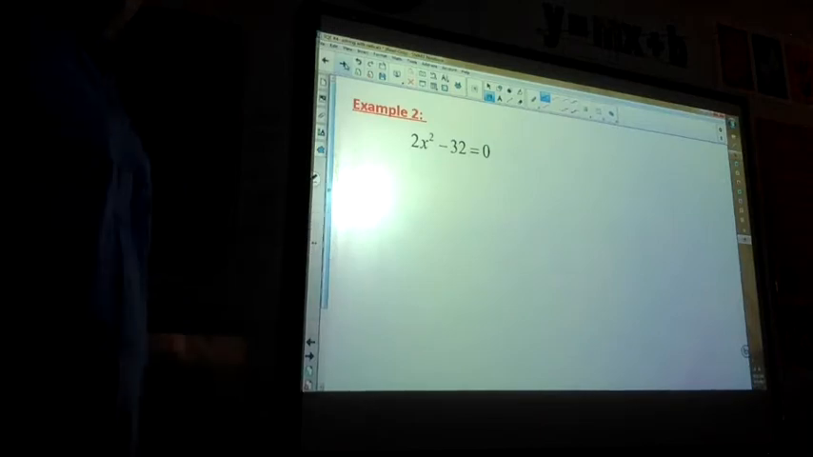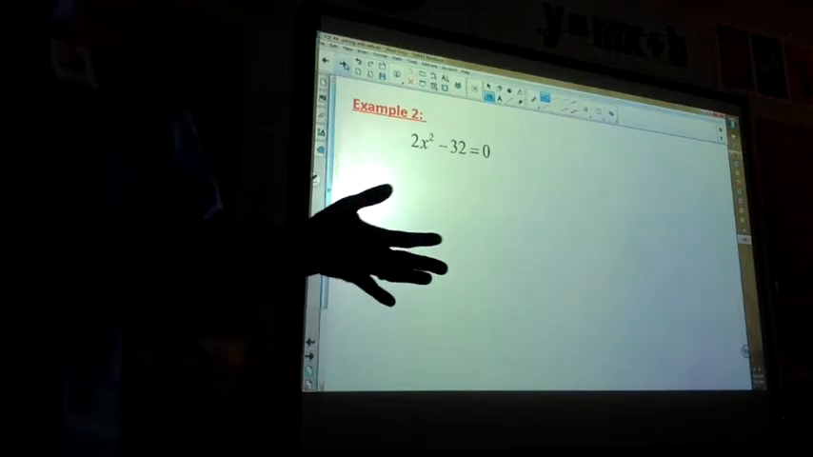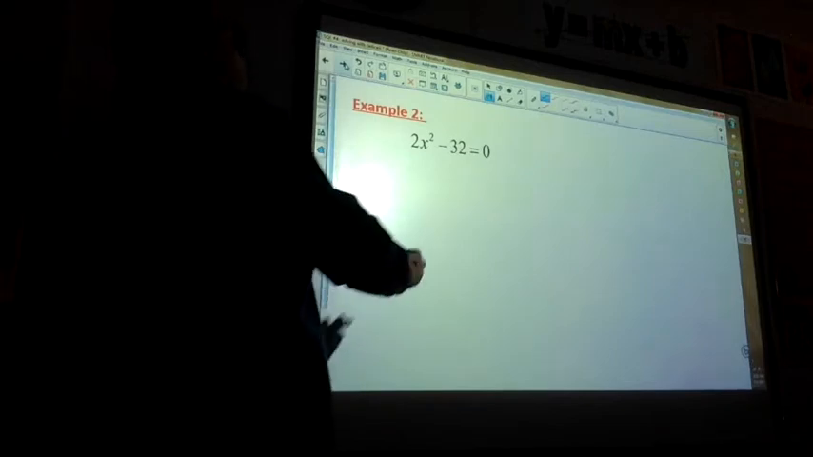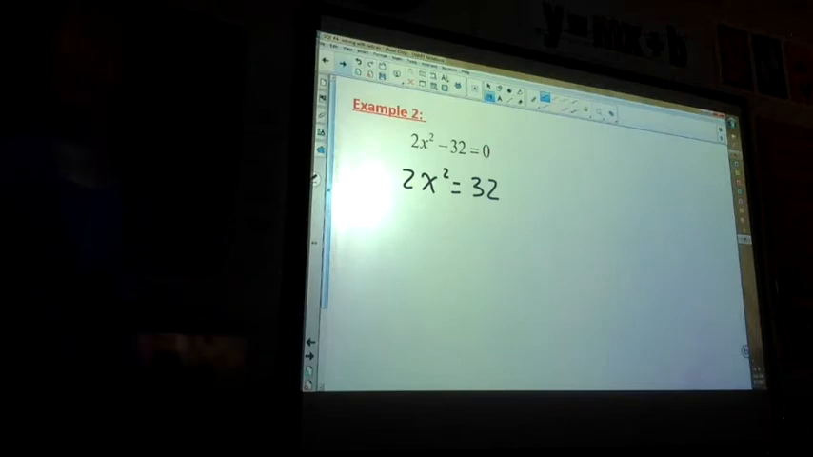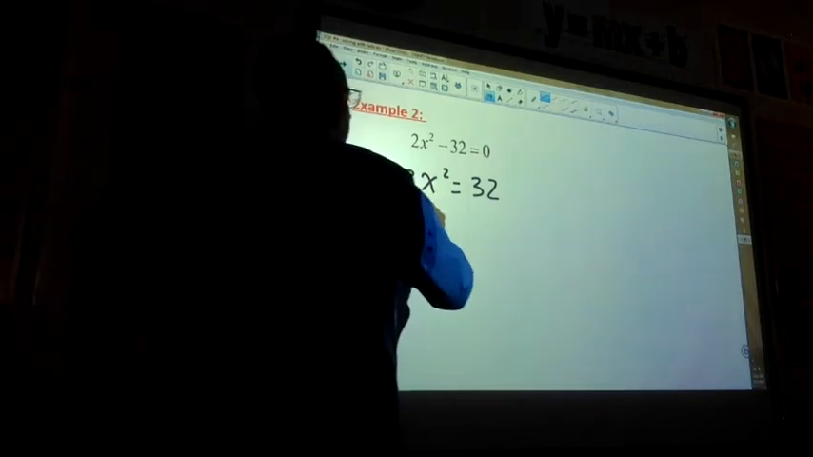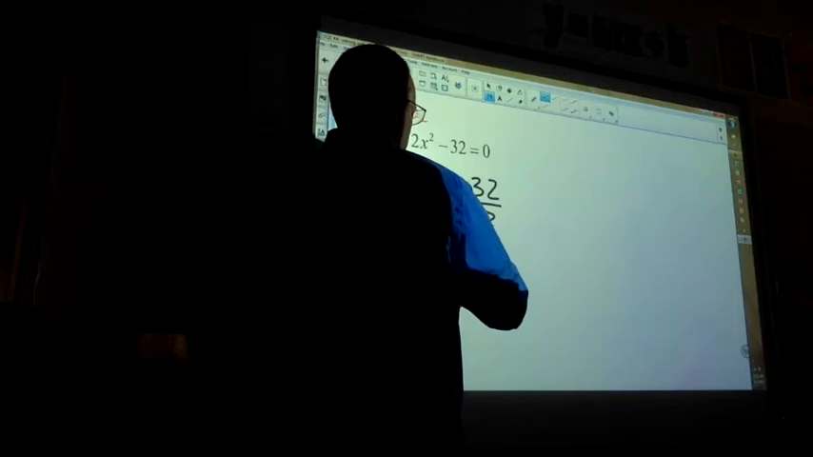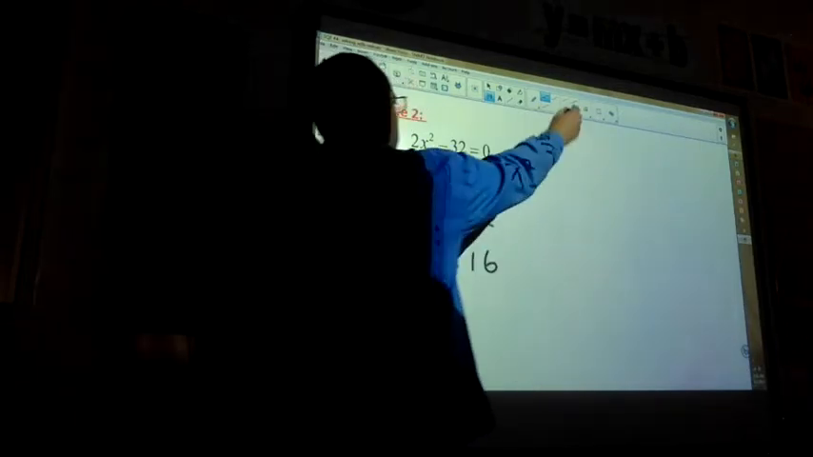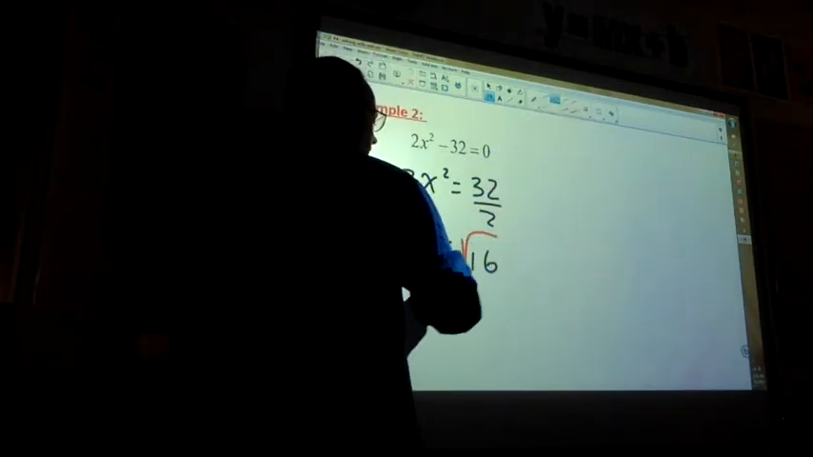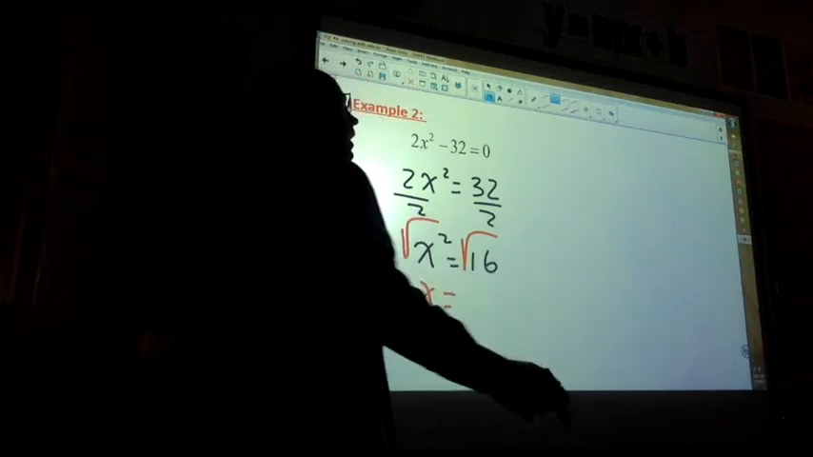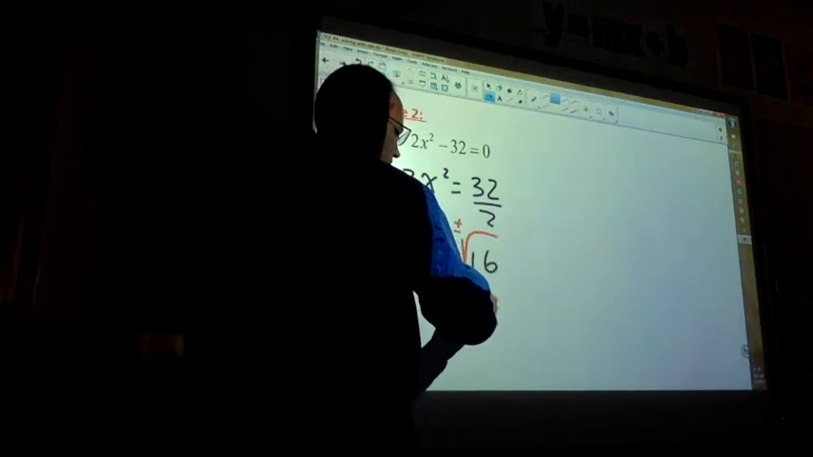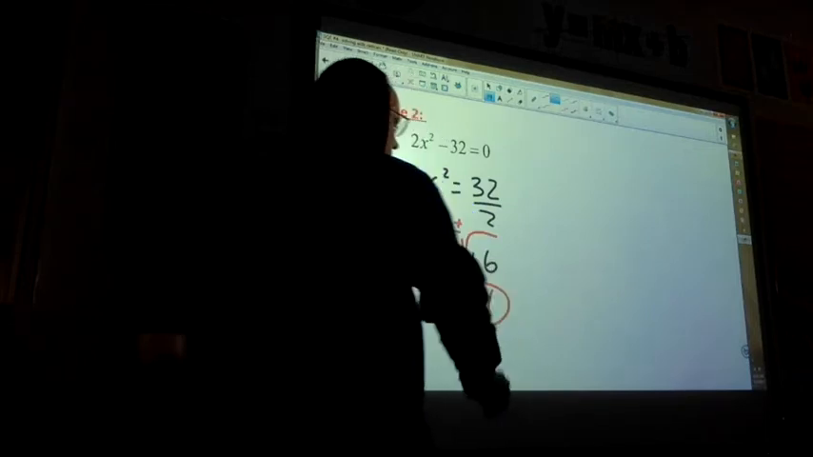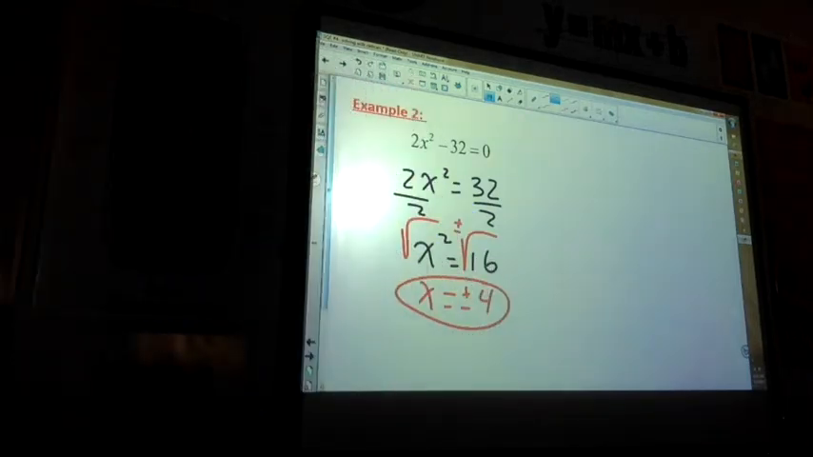All right, so let's do this next one. First step, let's start getting x by itself. So if I add 32 to both sides, would that be okay? If I divide both sides by 2, I wind up with x squared is equal to 16. When I take the square root of each side, I get x is equal to? Positive, negative. Yep, don't forget the positive and negative. Positive and negative 4. There's my 2 answers. Yes, you could put x equals 4, x equals negative 4, or you could put x equals plus or minus 4. Same exact thing.